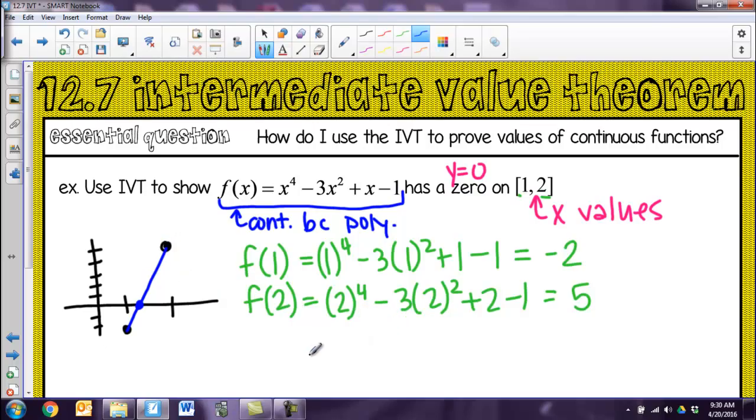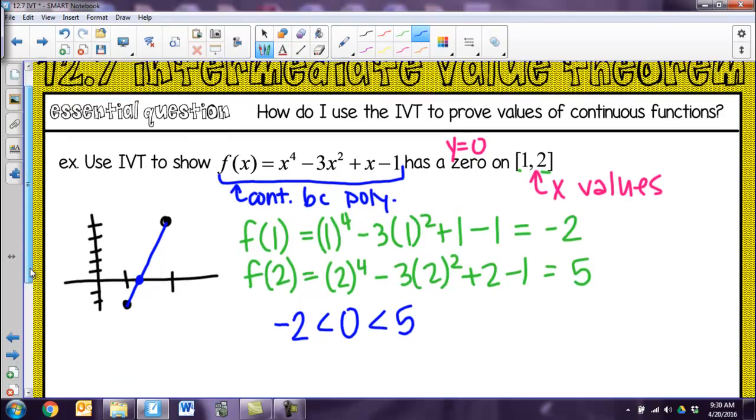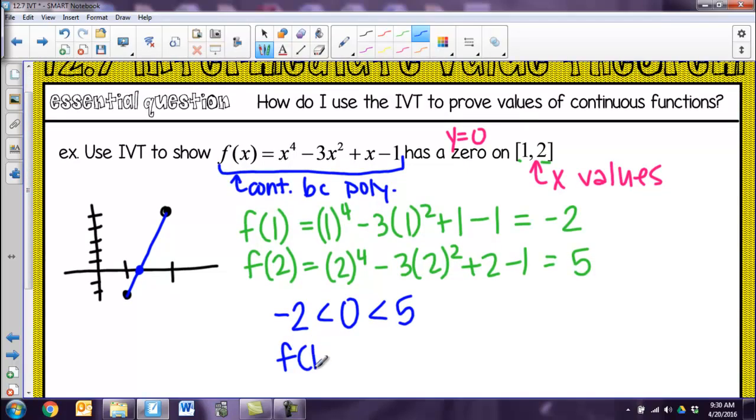So what I've just proven is that negative 2, a negative number, is less than 0, is less than 5, which means that there's got to be some function value in there. There's some c in this function that would give me 0. So this is all you have to show for your work.